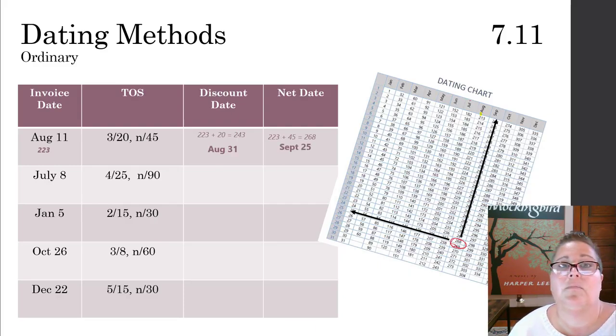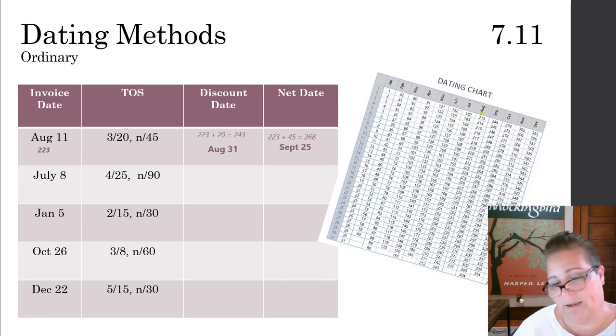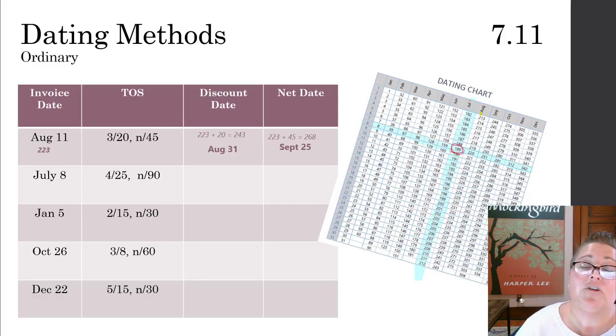Right? Moving on to the next one to keep practicing. For July 8th, I look at my dating chart and I find in the column July, in the row 8, I have day 189. So July 8th is 189. My terms of sale are 4/25, n/90, which means I get a 4% discount if paid in the first 25 days. The net amount is due in 90 days. So I need 25 days from day 189, July 8th.